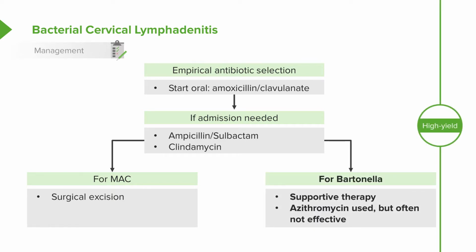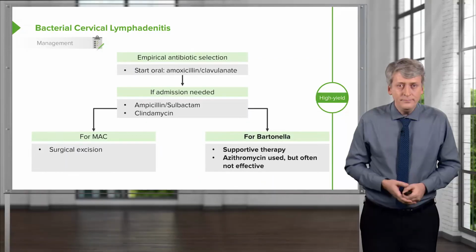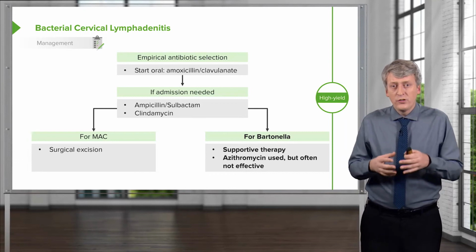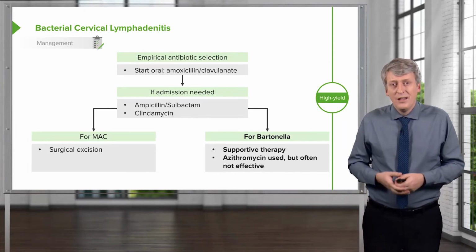Alternatively, for Bartonella, we may not operate. We may just do supportive therapy. People do tend to use azithromycin, but it's not clear that azithromycin really helps them that much, but time certainly does, and they gradually should improve. So that's my summary of cervical lymphadenitis in children. Thanks for your attention.